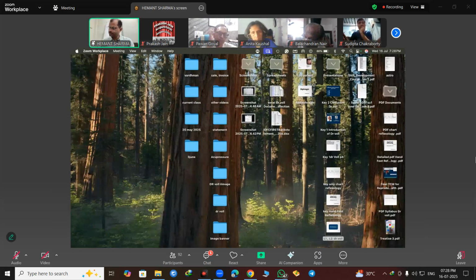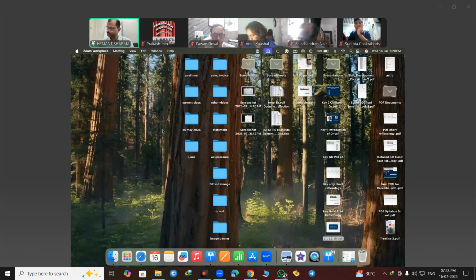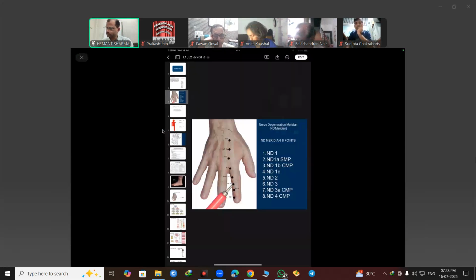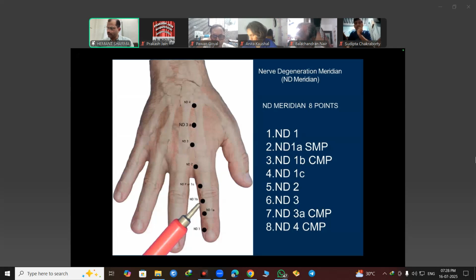So here the 1A is the SMP point. That's why we are using it for tingling, for numbness. अभी हमने जो क्विज दी थी आपको उसमें बताया था, this is a very very special and specific point for nerves and only for nerves.